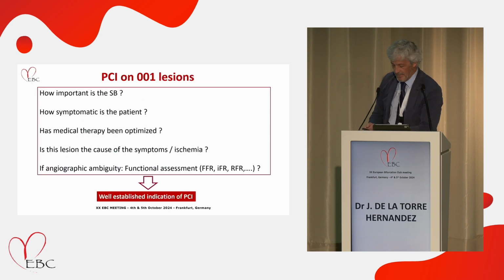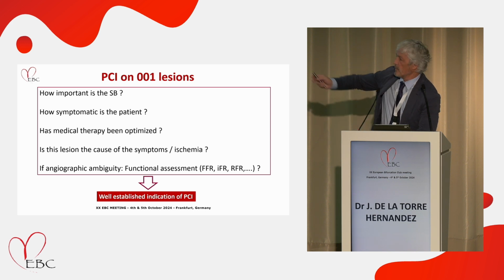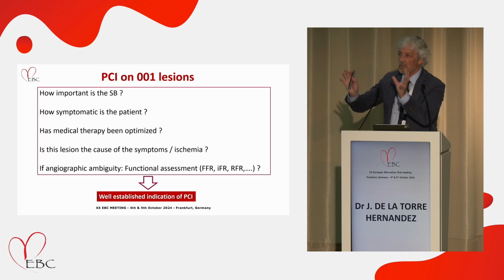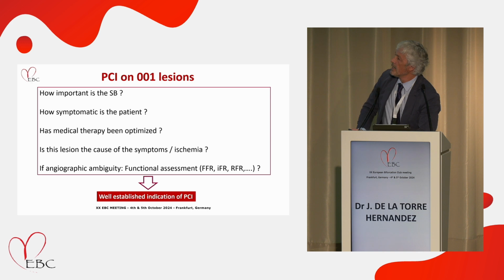We have seen this, but to start, I will say that it's clearly debatable how well PCI is indicated in these cases. I think the side branch 001 could be seen now like a wolf disguised as a woolly sheep, because it looks like a quite simple lesion, but the MACE rate is the highest compared to the others. Then we should be careful. First, is it indicated to do PCI in these cases?